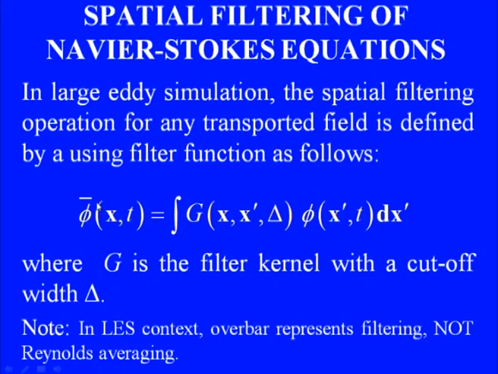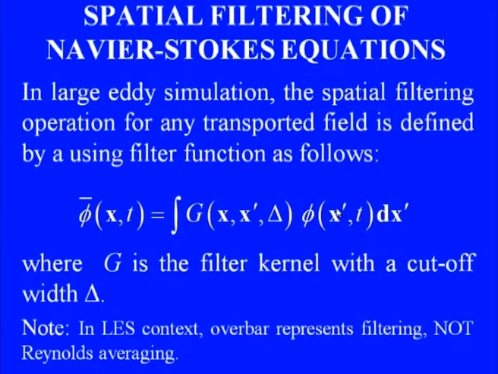Okay. And there is one more comment in order. Here we have used an overbar, but please remember that in the context of large eddy simulation, the overbar does not denote Reynolds averaging, it denotes a filtered quantity, that is to say, the result of applying this filter g(x, x prime, delta) on our flow variable phi. So, I hope there is no further confusion, we are going to use this overbar to represent a filtered flow variable.